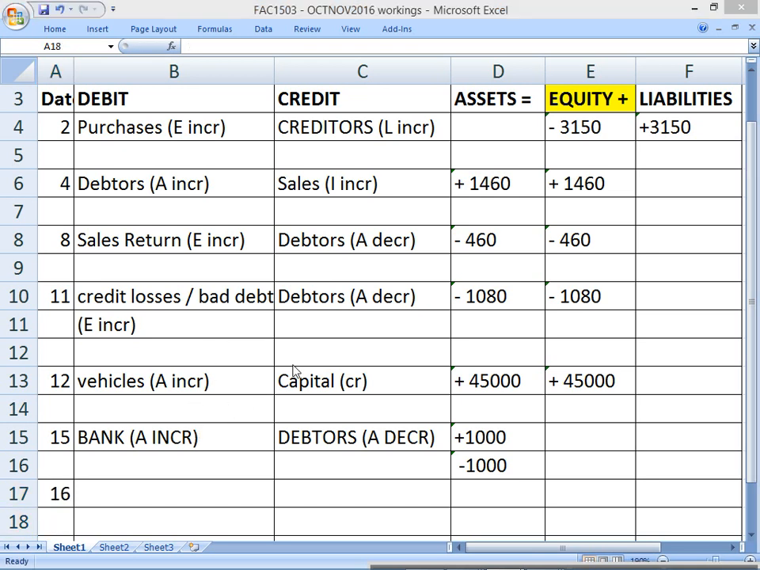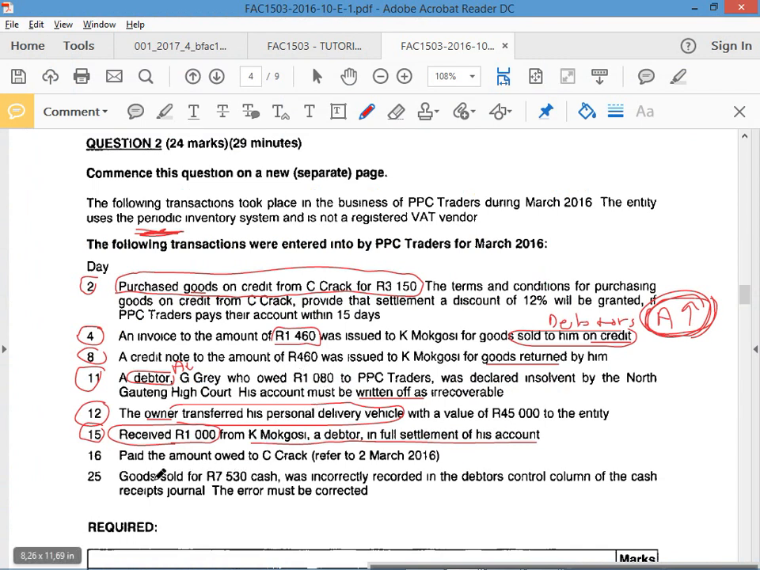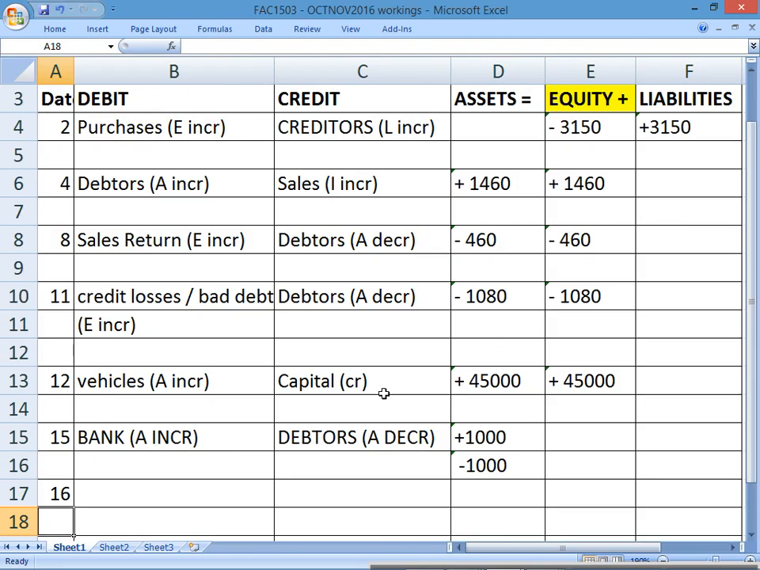16, another transaction. Let's go back and read it. Paid the amount owed to C, referred to 2nd March. Okay, so now I've got to go all the way back here, and I need to read that again. Right, so now the second part is relevant, because the second part is actually a payment. Do you agree? If I'm paying, am I going to get a discount? Yes, so do I pay the full amount? No, I don't pay the full amount because I get a discount. I only pay the net amount. Make sense? Okay, so let's discuss that.